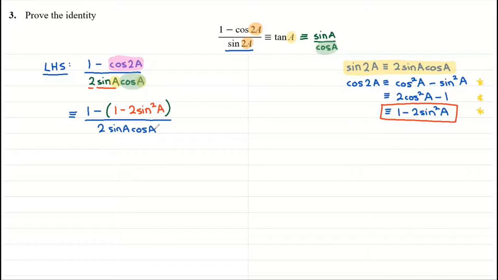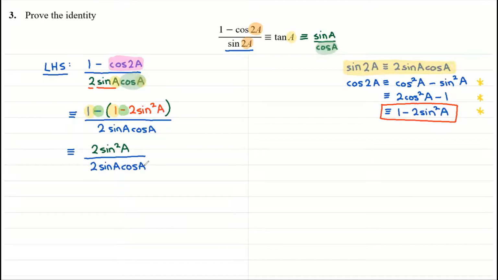All right, now let's tidy up the numerator. If you look carefully here, we've got the 1 subtract the 1, that's going to go. And then we also have this double negative here and here. So I'm just going to be left with 2 sine squared A in the numerator. So that's good. We'll put that in. So it's 2 sine squared A divided by 2 sine A cos A.